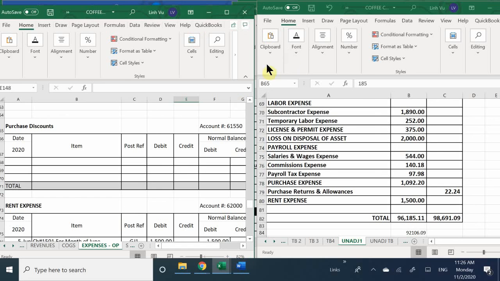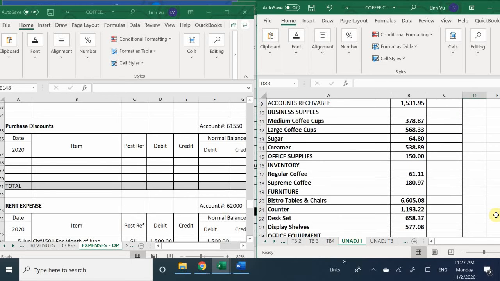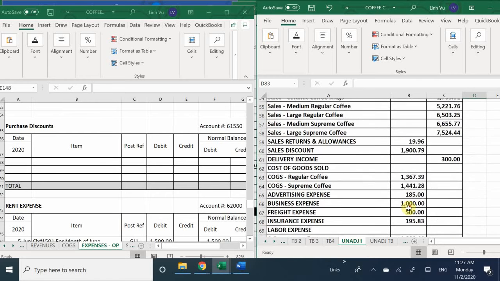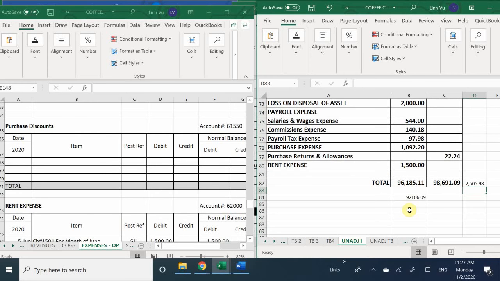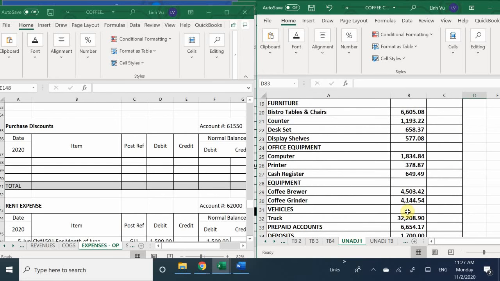So therefore, did I match on both sides? No. Okay, so I think I messed up when I was talking about that one thing. That's okay. So I'm off by 2,506. So I typed something in here. I forgot where I put it. So I'm off by $2,595.